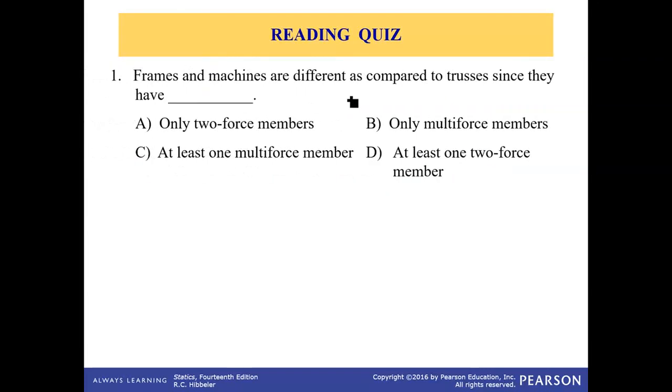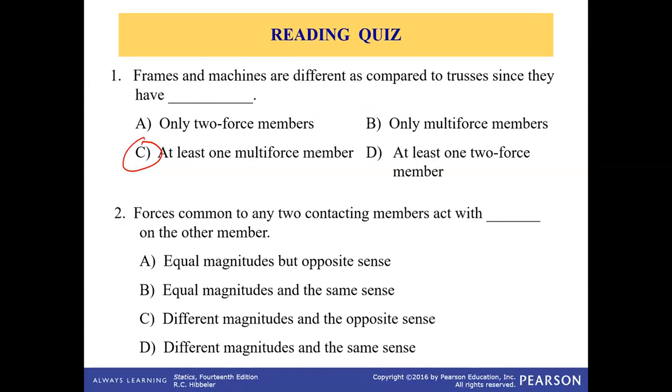Frames and machines are different as compared to trusses since they have at least one multi-force member. So one thing which is common in frames and machines is that there is at least one multi-force member. Forces common to any two contacting members act with equal magnitude but opposite sense on the other member.